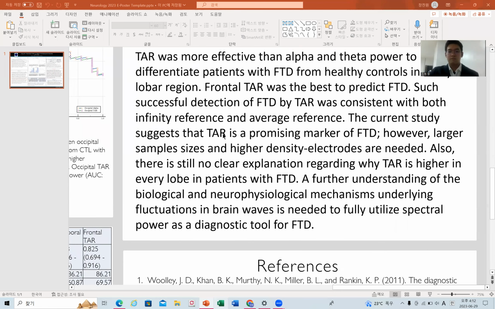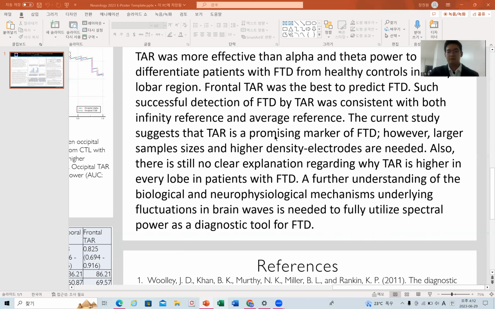But of course, there are some limitations in my research. First, larger sample sizes might be needed to apply this index into more accurate methods such as deep learning or other machine learning methods to make a more accurate and effective diagnostic method. And also, we need some clear explanation for the increased theta alpha ratio in every lobar region.